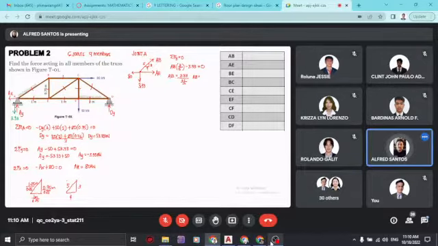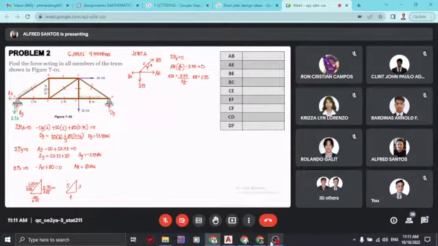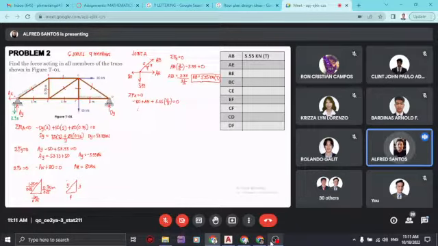Okay, what's your AB? 5.55? Yes po. So positive, so it is a tension member. And then this is your AB. And then using summation Fx is equal to 0, so you have your negative 80 going to the left, and then positive AE, which is still unknown, and then positive AB, which is 5.55 times 4 over 5. So what's your AE? Your AE is 80.